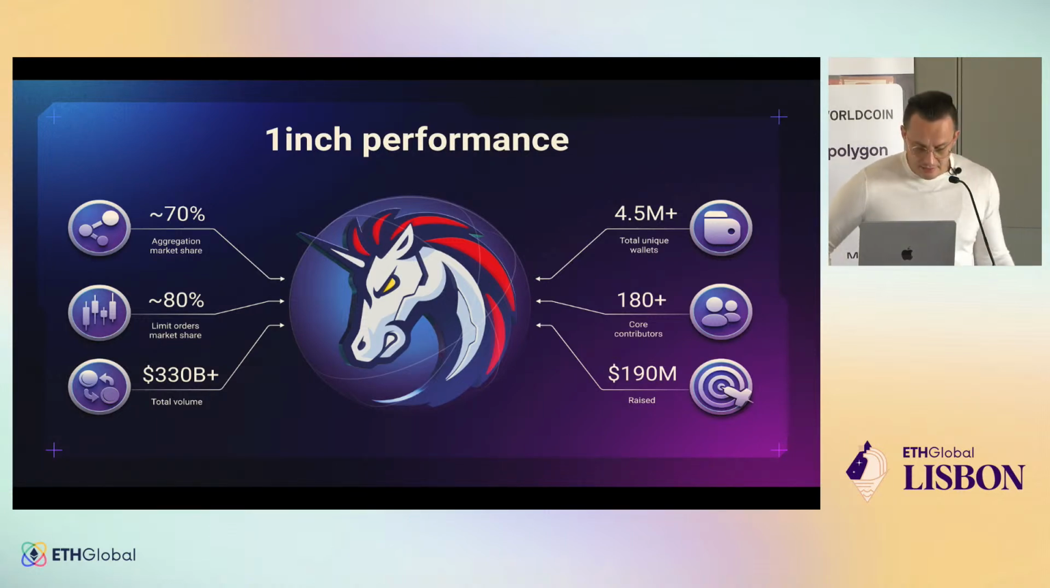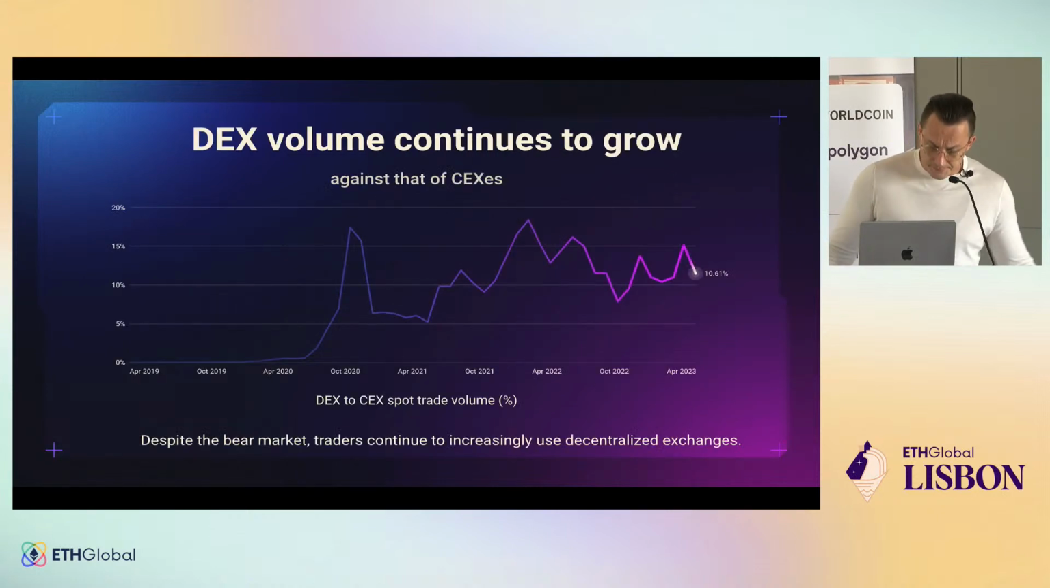We have 4.5 million wallets using 1inch protocols. It's not huge, but in the end, as you can see in the left corner, they have generated 330 billion US dollars since 2019. And we have 180, actually more than 180, core contributors around the globe, freelancers who are working full-time on 1inch Network protocols.